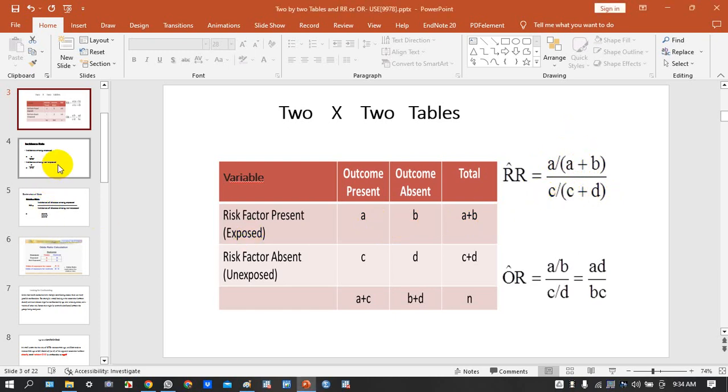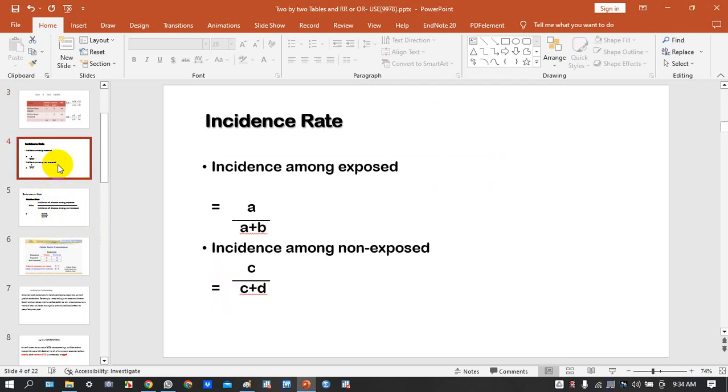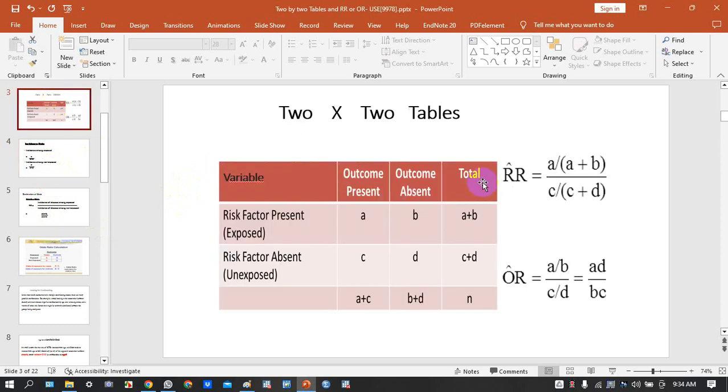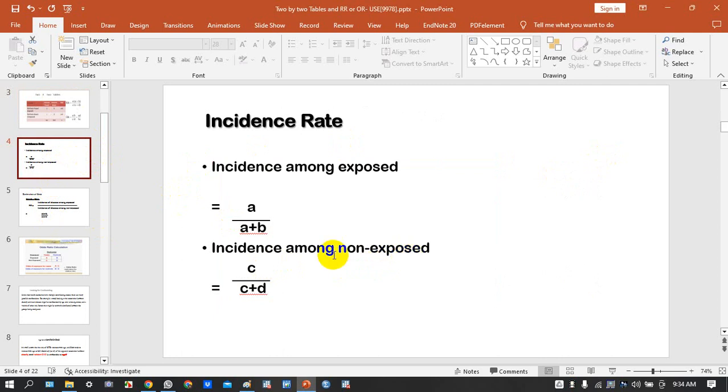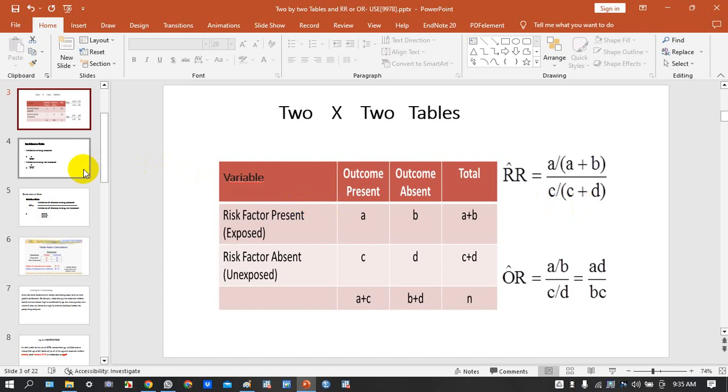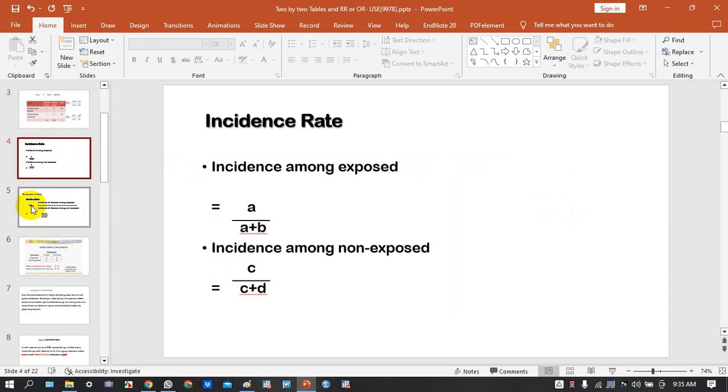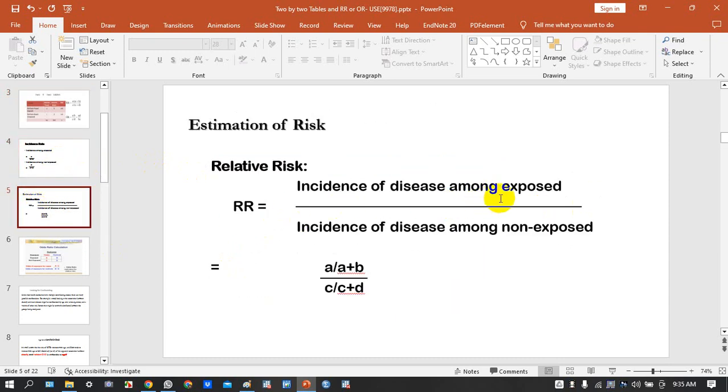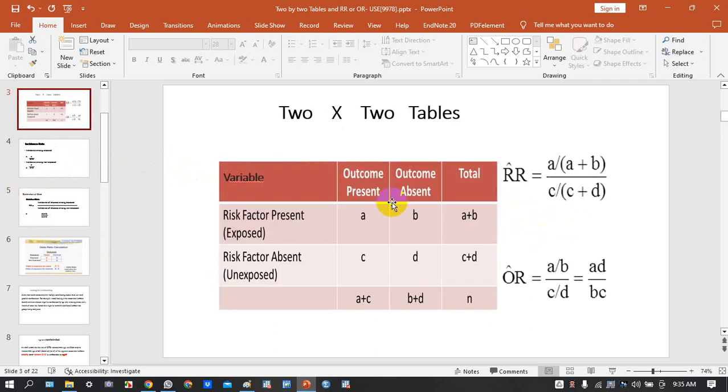Okay, so let's continue. The incidence among exposed is A over A plus B, like here. The incidence among non-exposed is C over C plus D, like here. By this we calculate the relative risk. The relative risk is defined as the incidence of disease among exposed over the incidence of disease among non-exposed, that is A over A plus B divided by C over C plus D. That is the relative risk. This is what we are calculating, relative risk.